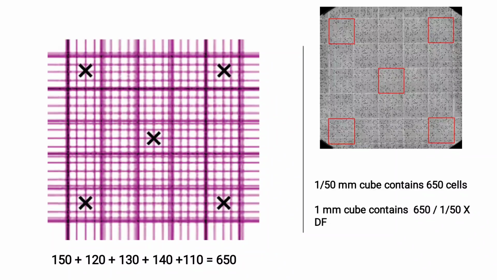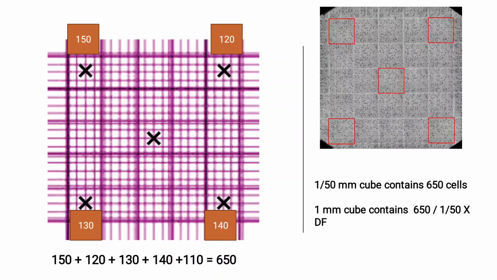Now, suppose you have done your counting. You got 150 cells in the upper left, 120 cells in the upper right, 130 cells in the lower left, 140 cells in the lower right, and in the central it is 110. You have to add all these numbers of cells. So we are getting 650. This is the total number of cells distributed into these 5 large boxes.